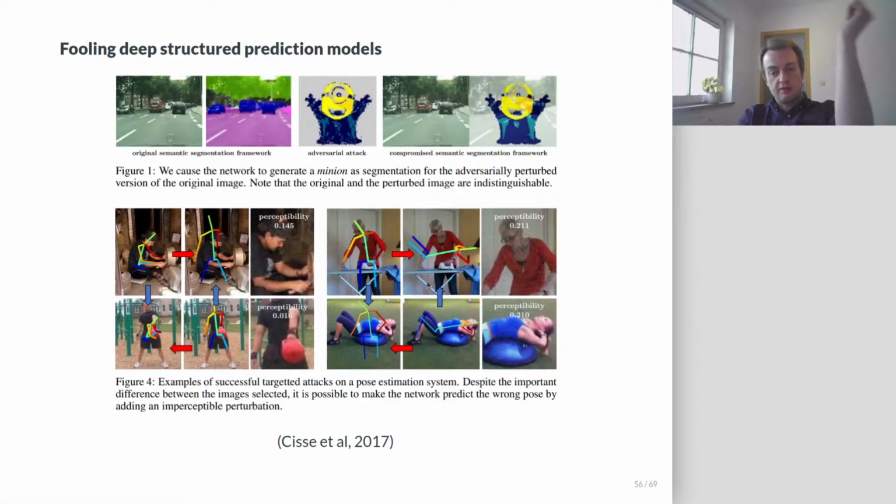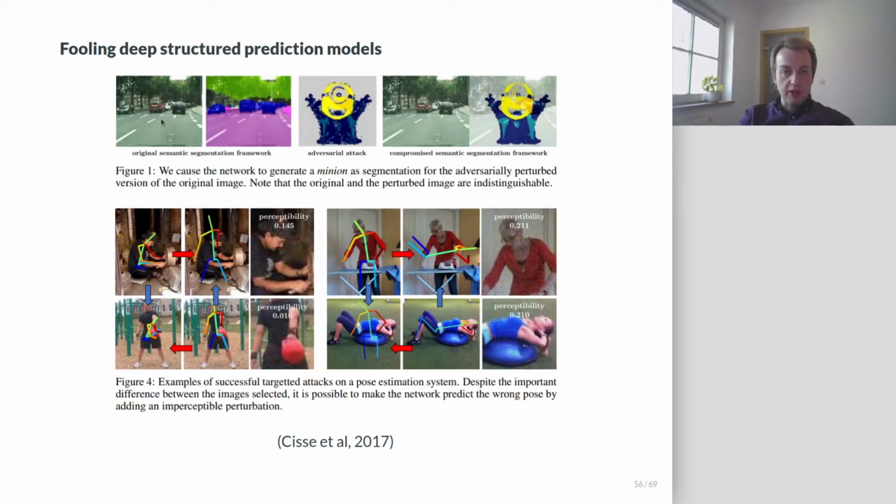And they show that, okay, this is the case, and these are other papers. This is the case for images, so ConvNets, but this is also true for other kinds of networks, even those that have to produce some structured output, like segmentation networks or pose estimation networks. And here, this is what they do.